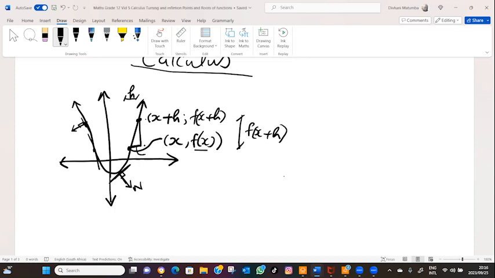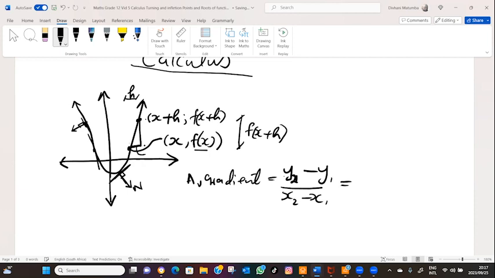Now, the slope from this point to that point will be given by the average gradient. It will be given by y2 minus y1 over x2 minus x1. This is very simple, isn't it?